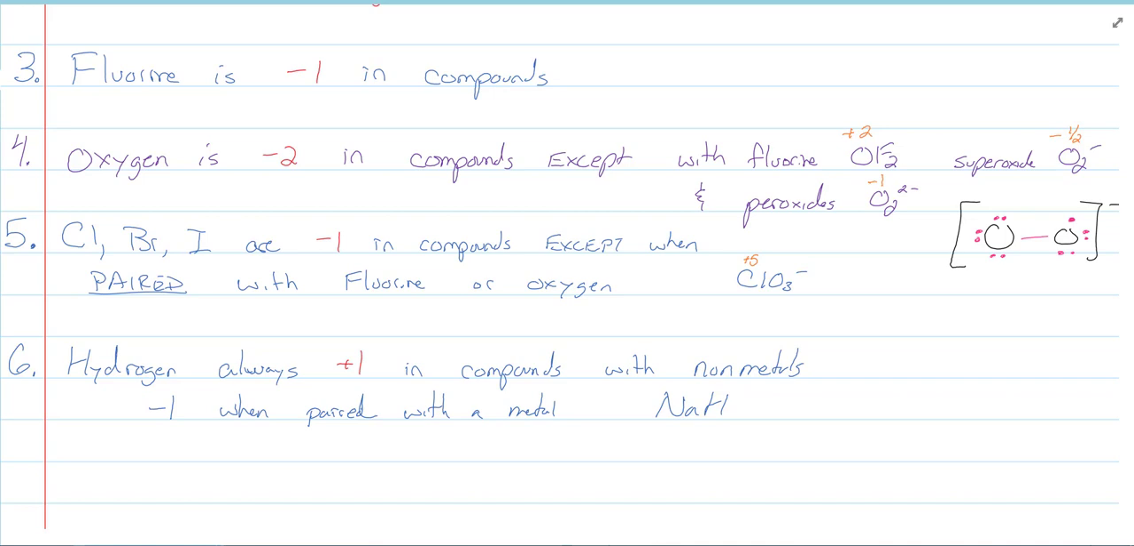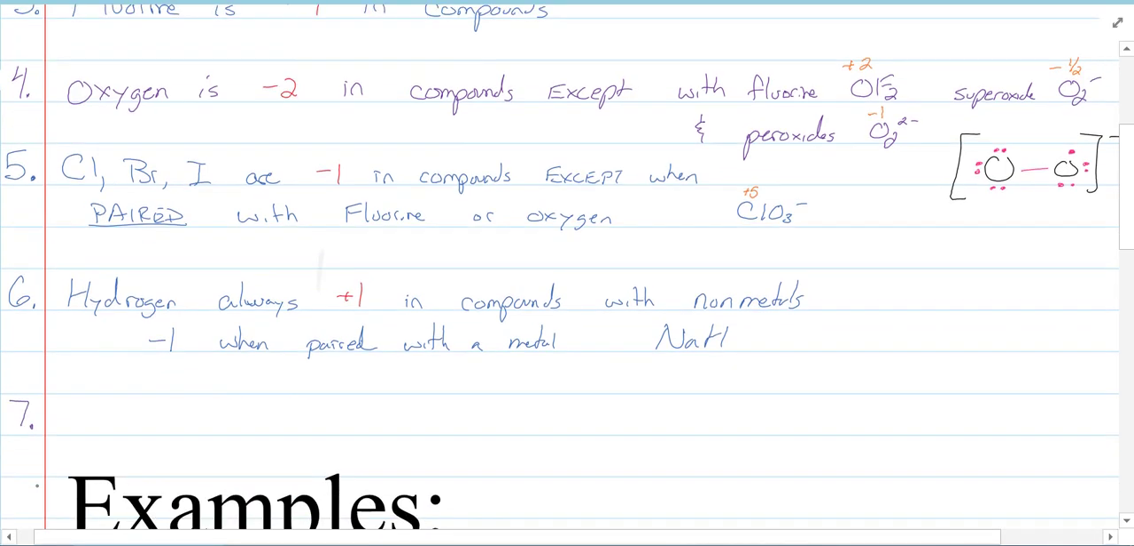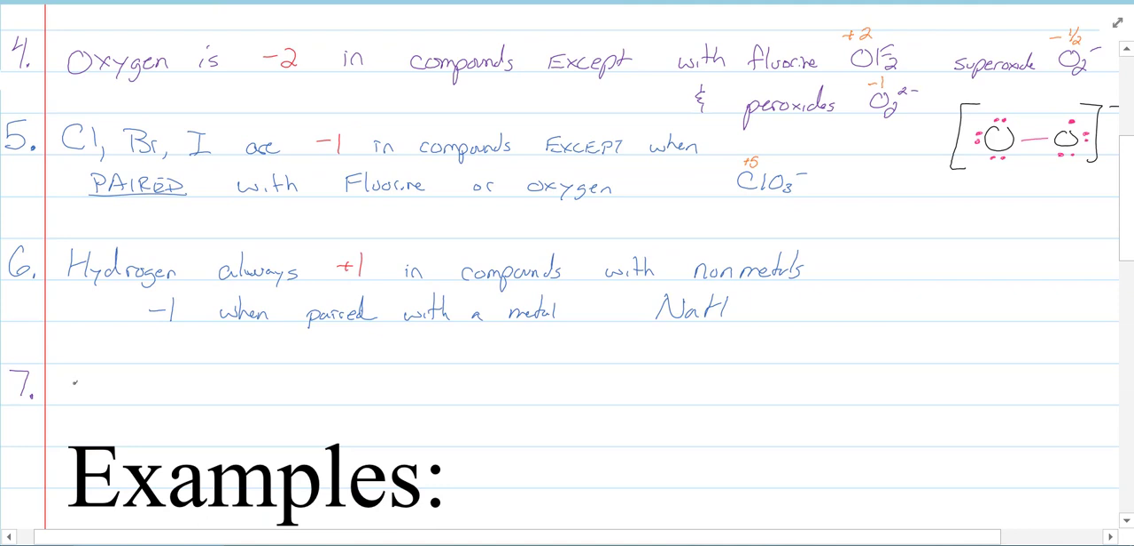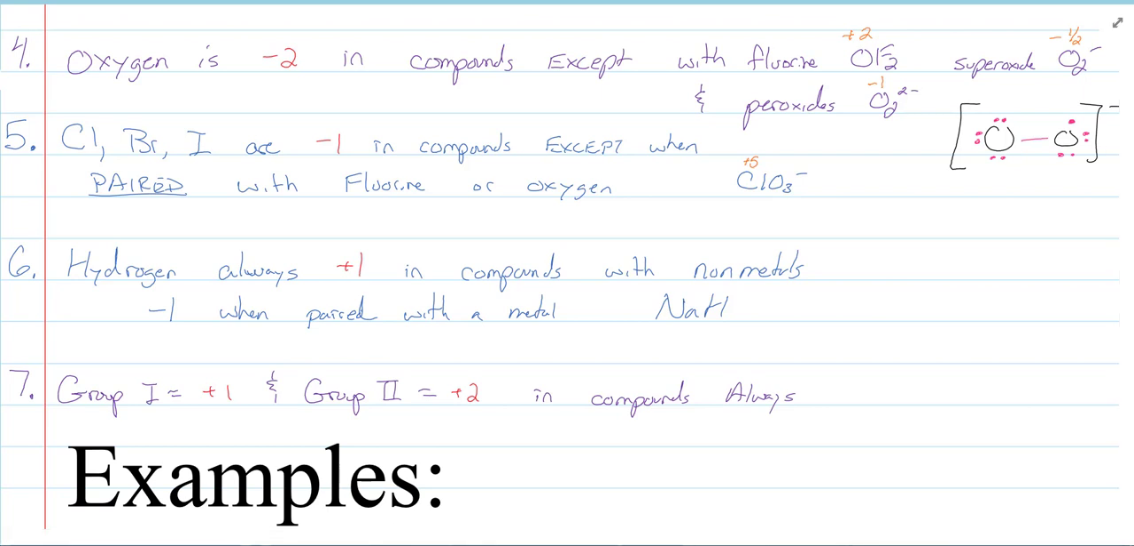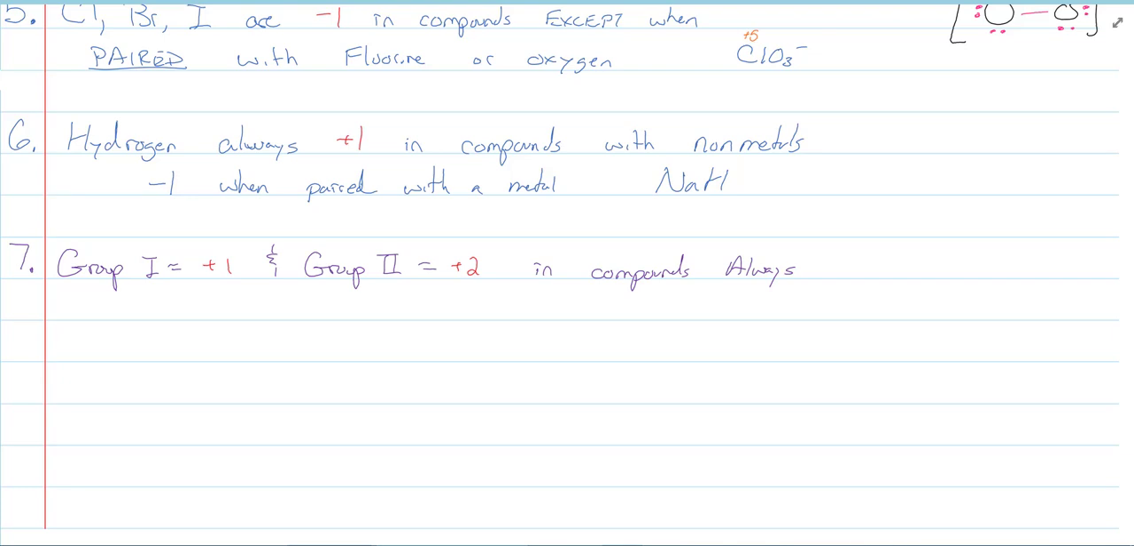And last but not least, number 7. Group 1 is +1, and group 2 is +2 in compounds, always. So group 1 is +1, group 2 is +2. There is no change to that. So those are our 7 common rules.